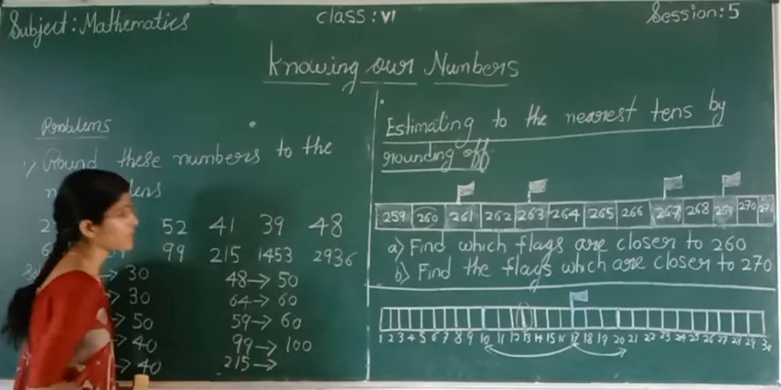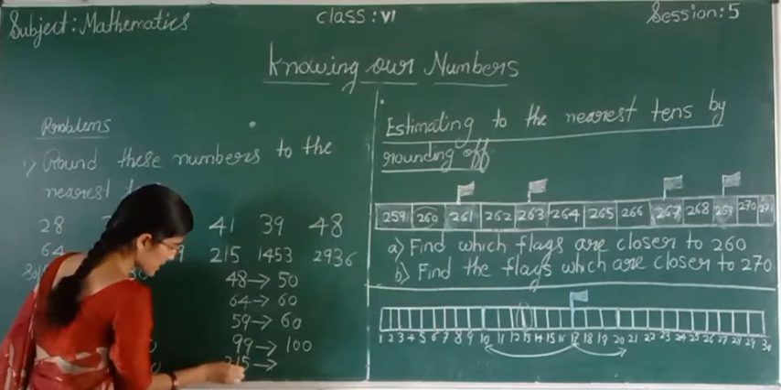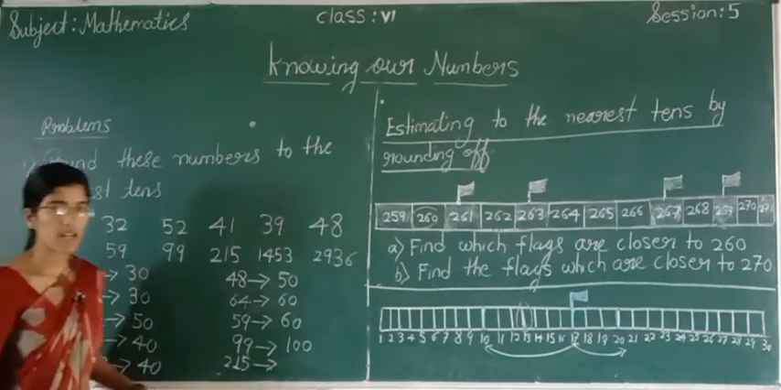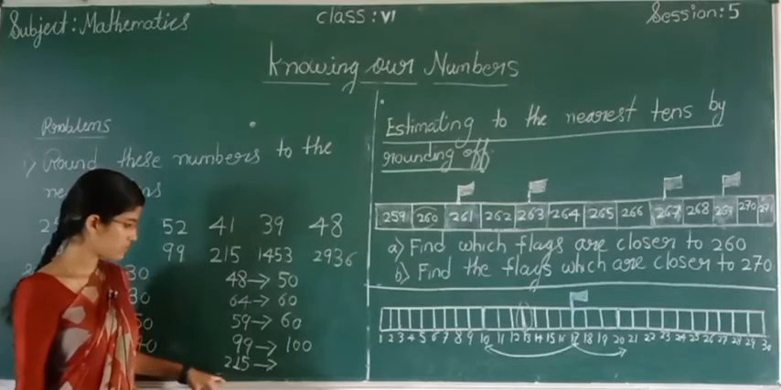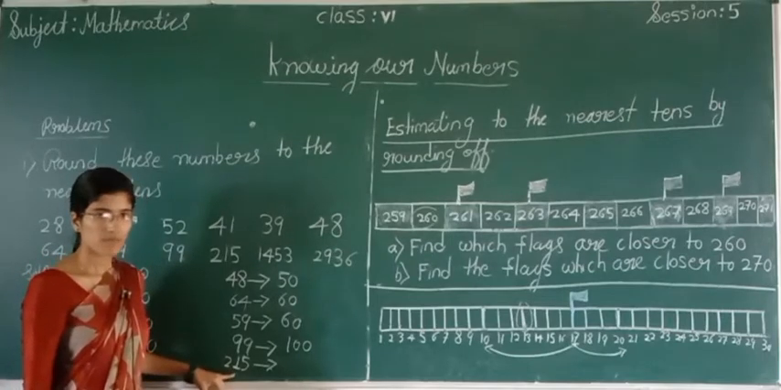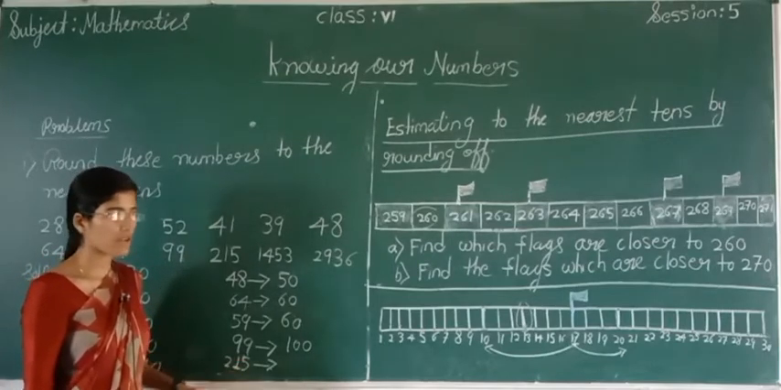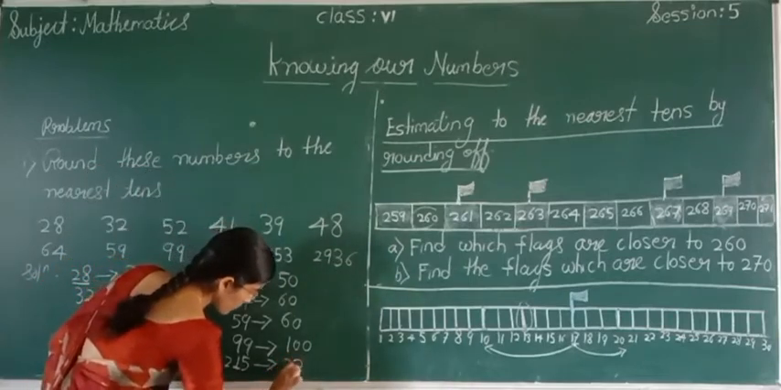215. They told us to estimate to the nearest tens. 215 will lie between 210 and 220. Say 215, we have to round off to 220 only.